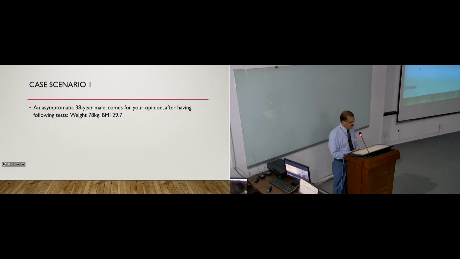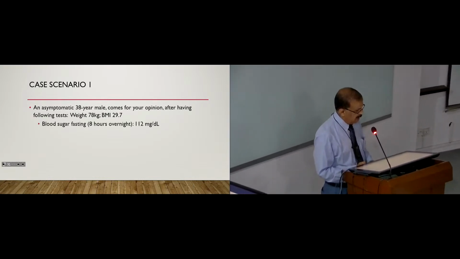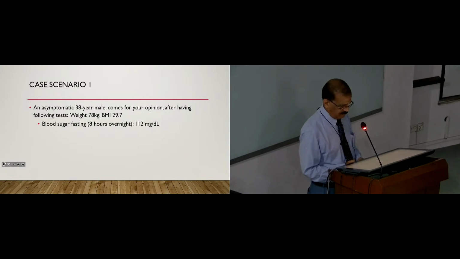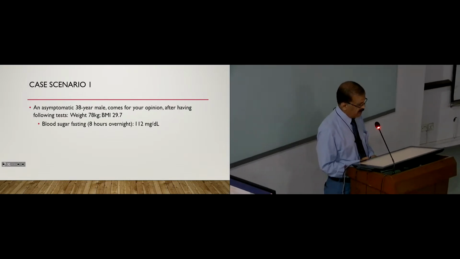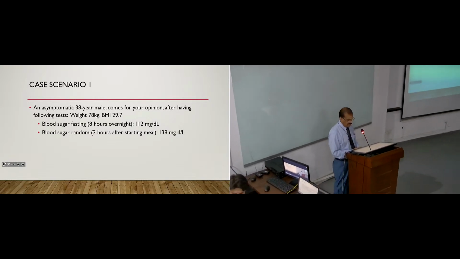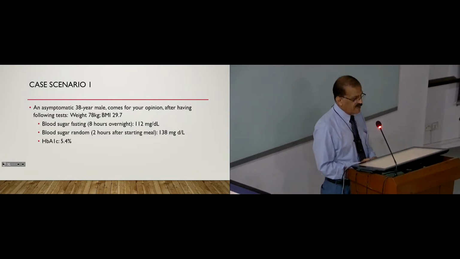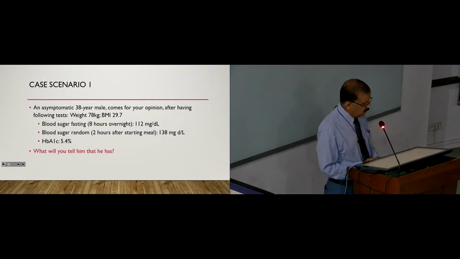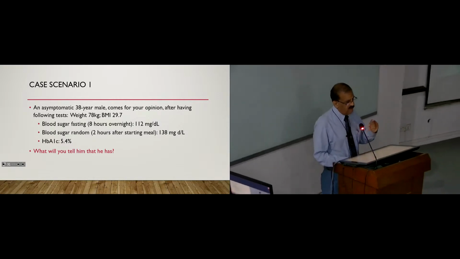An asymptomatic 38-year-old male comes for your opinion after having the following tests. His weight is 78 kg, BMI is 29.7. Blood sugar fasting, 8 hours overnight, is 112 milligram per deciliter. Blood sugar random, 2 hours after starting a meal, is 130 milligram per deciliter. HbA1c is 5.4%. Right, the question is, what will you tell him that he has? What would you label him? Is he normal, or would you give his condition a name?